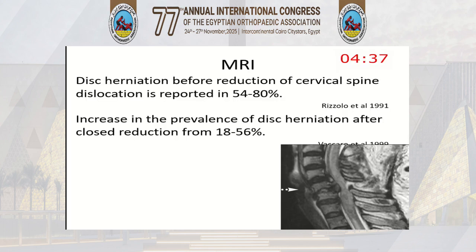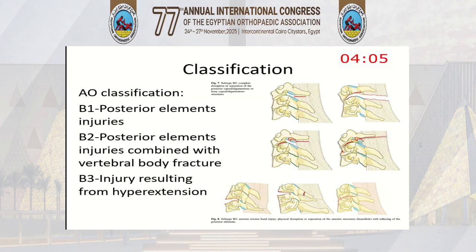The MRI is a very important tool for diagnosis and also for management, because disc herniation before reduction of cervical spine accounts for 80% of cases, and the prevalence of disc herniation after closed reduction increases up to 50%. And most of the studies recommend MRI before the trial of closed reduction.